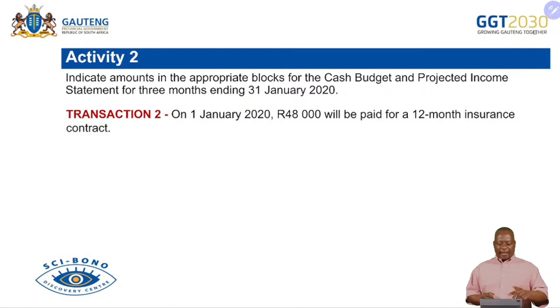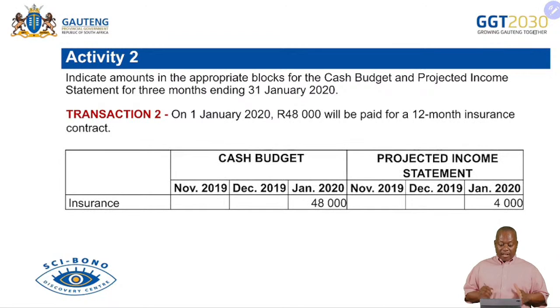Now, this one is saying that on 1 January 2020, 48,000 will be paid for a 12-month insurance contract. It's a contract. Are we paying any money? Yes. How much? 48,000. When? On 1 January. So it means 48,000 must appear in the cash budget in January. So there is no insurance paid in November, no insurance paid in December, there is only insurance paid in January. And how much? 48,000. We record the cash.